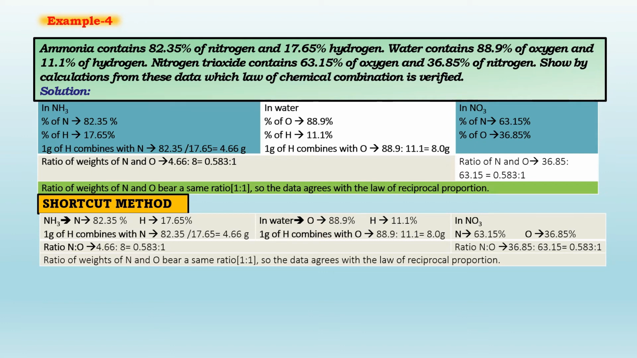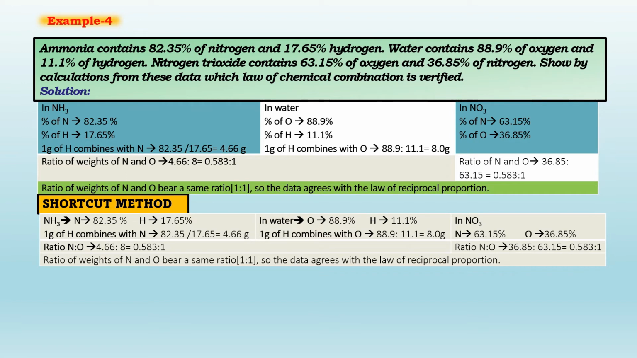0.583 is to 1. In nitrogen trioxide, the percentage of nitrogen is equal to 36.85 percentage and the percentage of oxygen is equal to 63.15 percentage. So the ratio of nitrogen and oxygen is again 36.85 is to 63.15, that is equal to 0.583 is to 1. Since the ratio of nitrogen and oxygen bear the same simple ratio here, the data agrees with the law of reciprocal proportion.